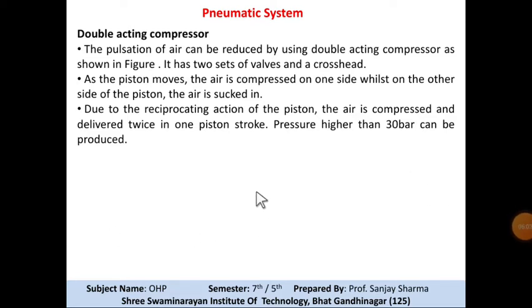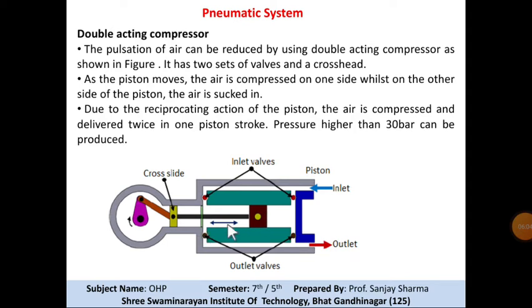can be produced. So here you can see the double acting compressor, which has two inlet ports or inlet valves, and two outlets.